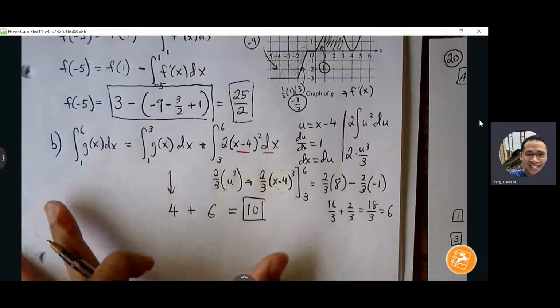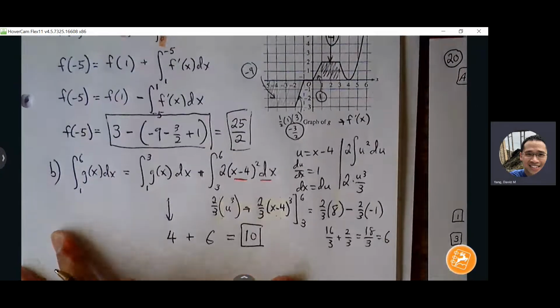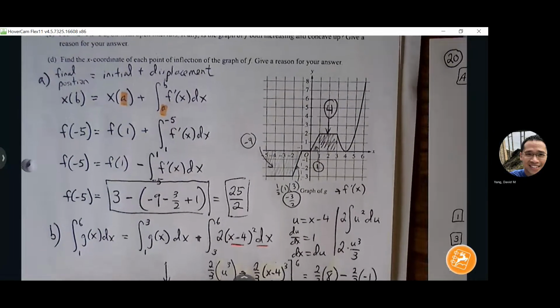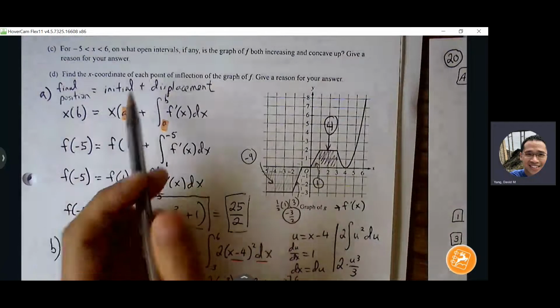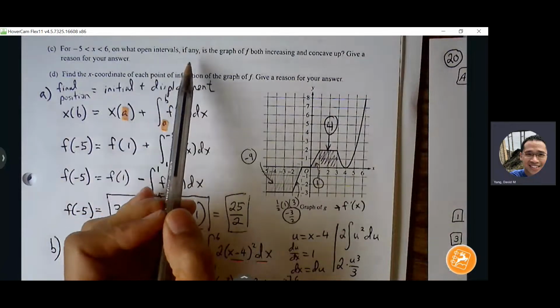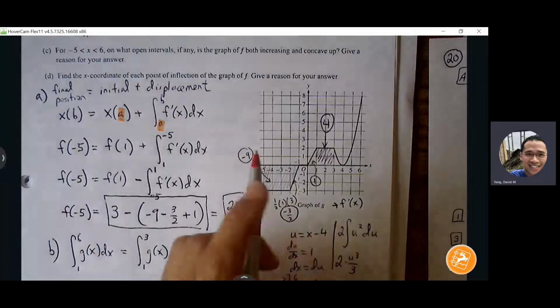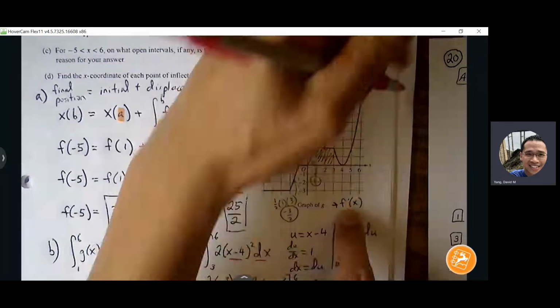Okay, let me just see if I can finish part C and D. These are pretty quick. Part C says, between -5 and 6, on what open interval is the graph of f both increasing and concave up? So remember, you're looking at the derivative graph here.